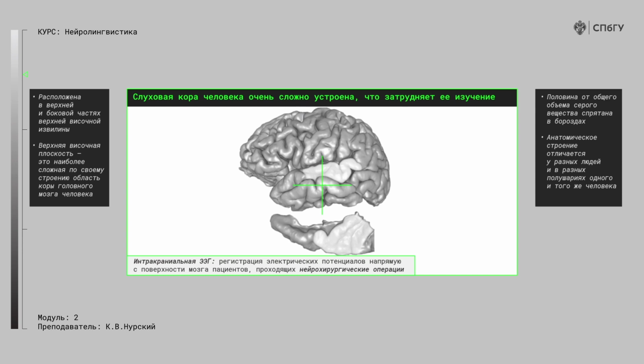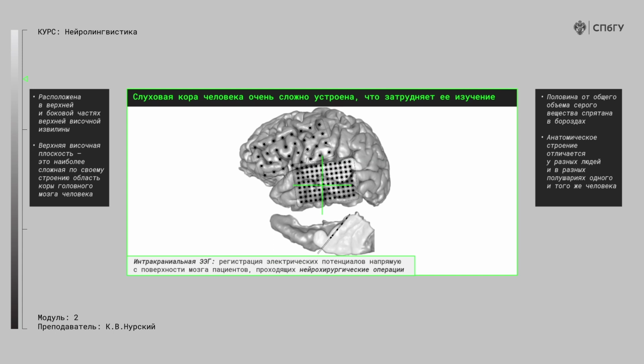Also, there is a great deal of variability in anatomy across individuals, as well as between hemispheres in the same individual. And this is where intracranial electrophysiology studies can be incredibly helpful in refining the questions related to functional organization of auditory cortex in humans.